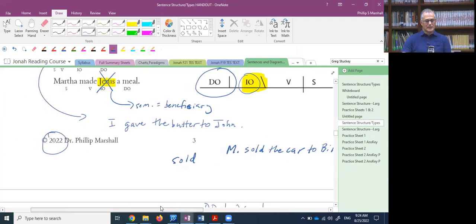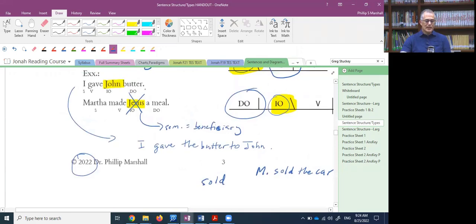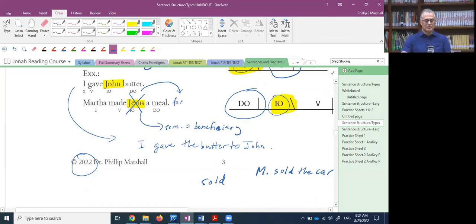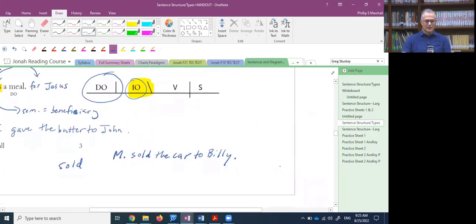By the way, can I make one observation? In Martha made Jesus a meal, if I wanted to put Jesus after the word meal, could I just say Martha made a meal Jesus? It wouldn't mean the same thing, right? So even on these sorts of beneficiary types of indirect objects, if we want to call that an indirect object, I've got to put a preposition there. Martha made a meal for Jesus. We use the word for and not to. She didn't make a meal to Jesus, but for Jesus, because that is the beneficiary semantic role. Now, that's going to be relevant here in just a minute.